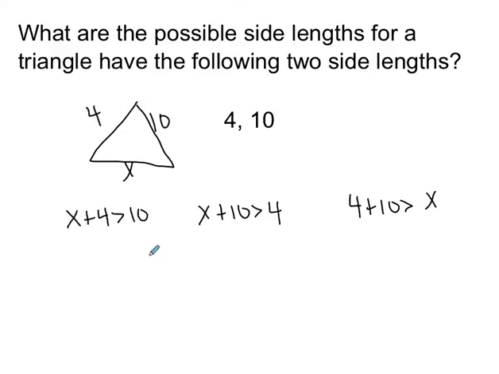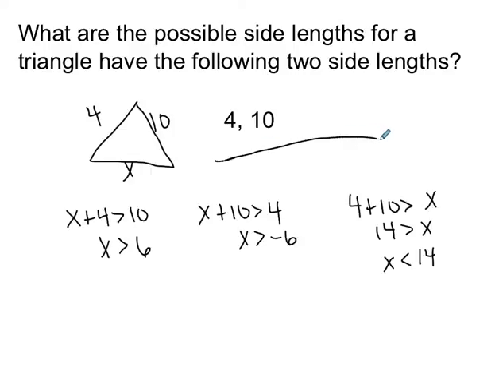So in each of these, I'm going to solve for x. X is greater than 6, x is greater than negative 6, and 14 is greater than x. But I generally like to write it with my x on the left. It makes it easier to read. Now, you can picture your number line. Let's try it again. Picture your number line.